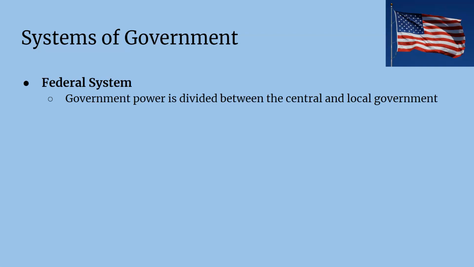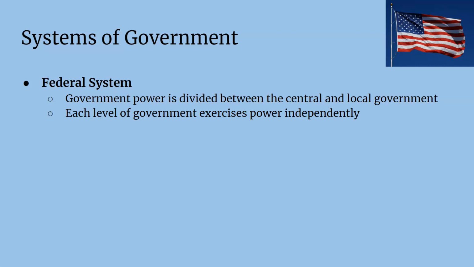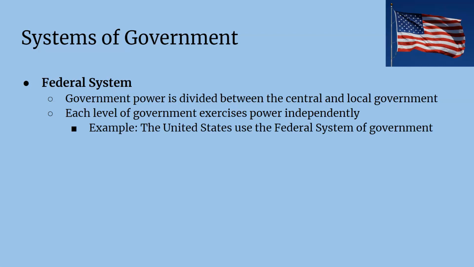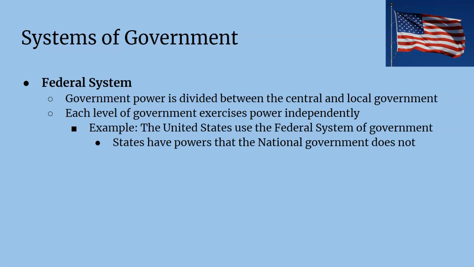In a federal system, the government's power is divided between the central and local government. It's kind of split. Each level of government exercises powers independently. This is what the United States has. We have a federal system. The states have powers that the national government doesn't, and vice versa. The national government has powers that the states don't.